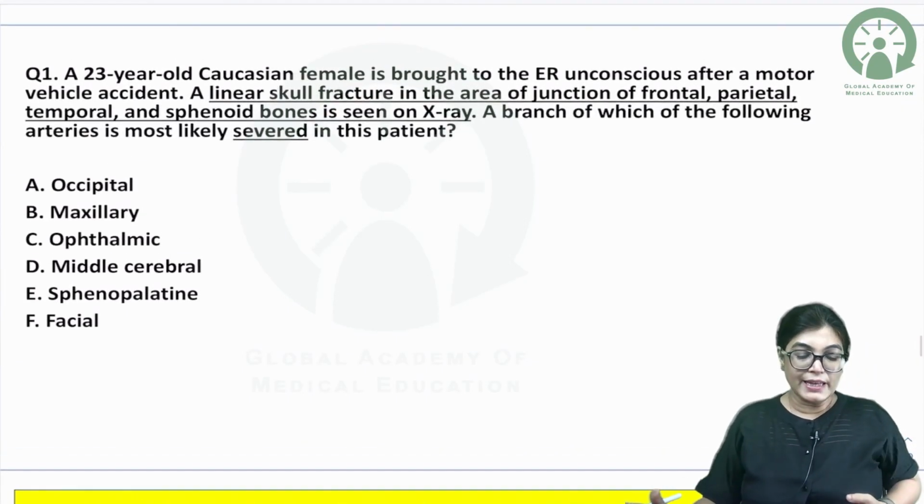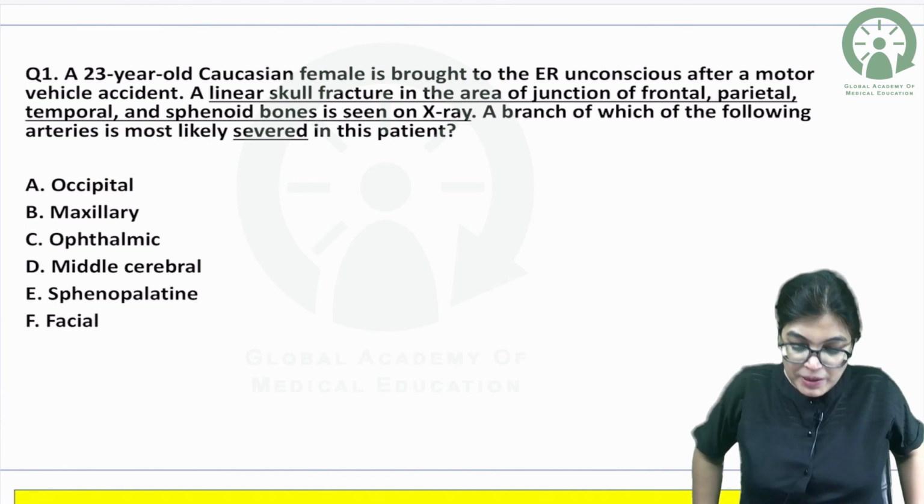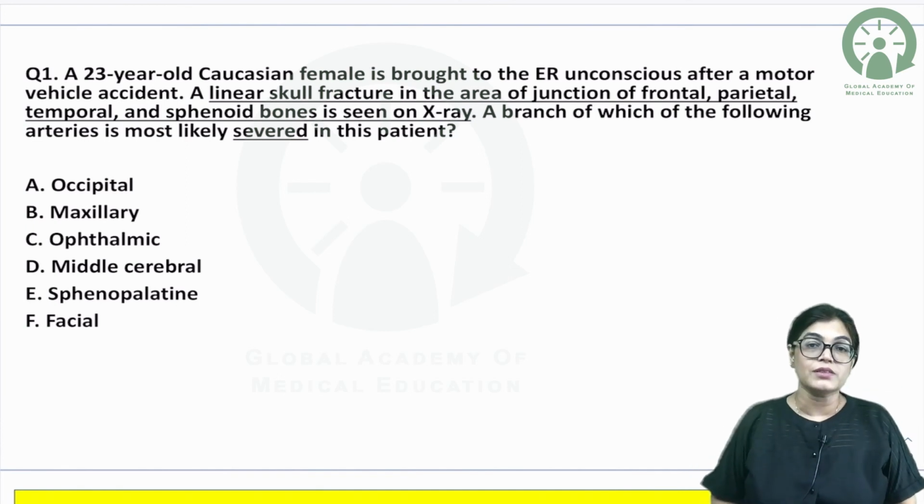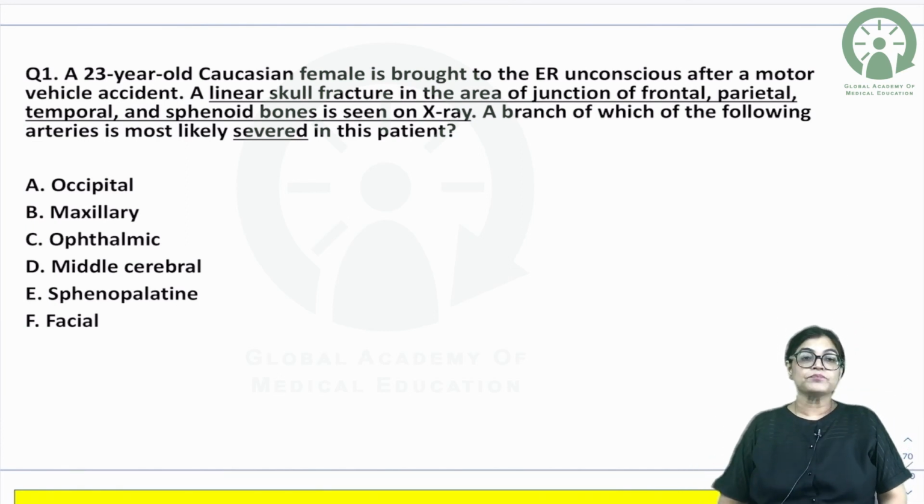Now, I would also like to discuss a few of the MCQs related to the topic. Question number 1. A 23-year-old Caucasian female is brought to the emergency room unconscious after a motor vehicle accident. A linear skull fracture in the area of the junction of frontal, parietal, temporal and sphenoidal bone is seen on the X-ray. A branch of which of the following arteries is most likely to be severed in this patient?